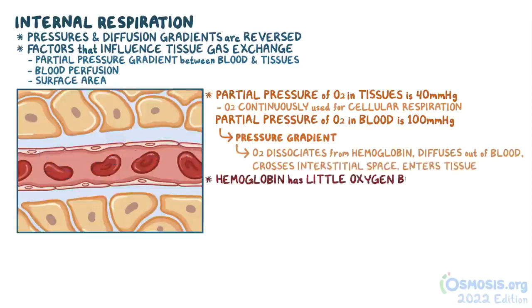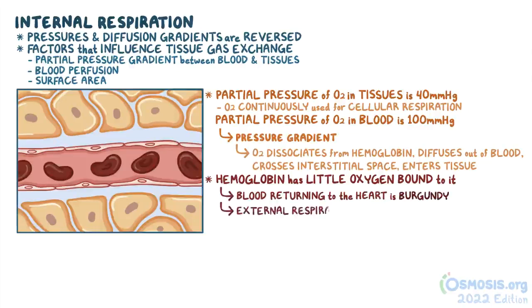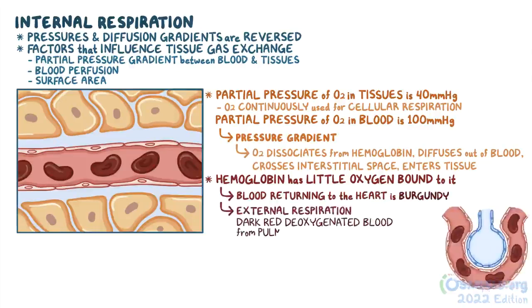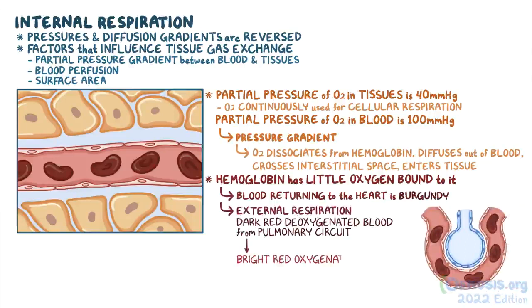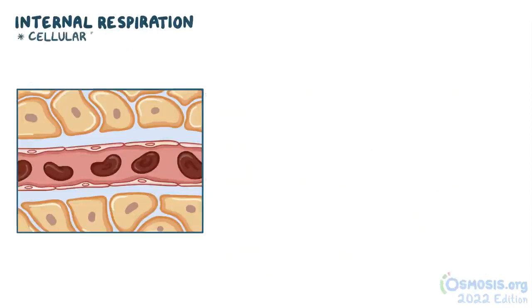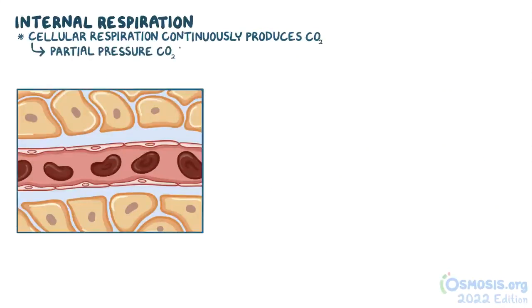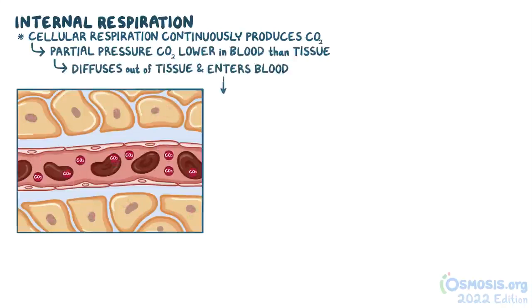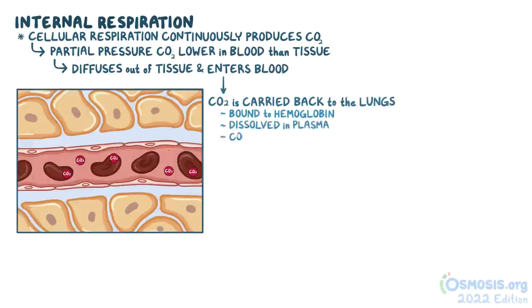Hemoglobin that now has little oxygen bound to it loses much of its brightness, so that blood returning to the heart is more burgundy in color, in contrast to external respiration, where dark red deoxygenated blood from the pulmonary circuit becomes bright red oxygenated blood to the systemic circulation. On the other hand, considering that cellular respiration continuously produces carbon dioxide, the partial pressure of carbon dioxide is lower in the blood than it is in the tissue, causing carbon dioxide to diffuse out of the tissue, cross the interstitial fluid, and enter the blood. It is then carried back into the lungs, either bound to hemoglobin, dissolved in plasma, or in a converted form.